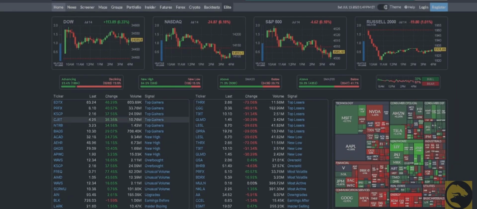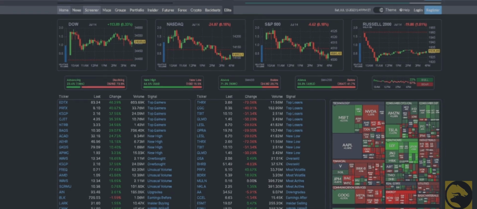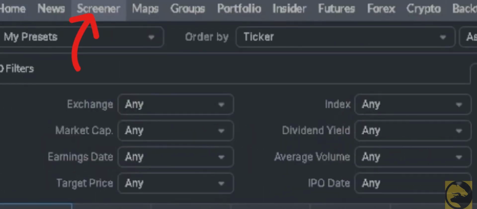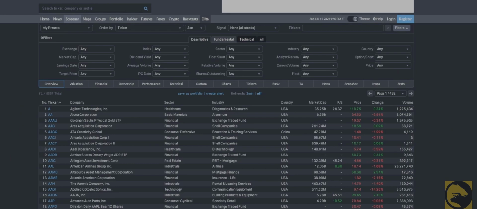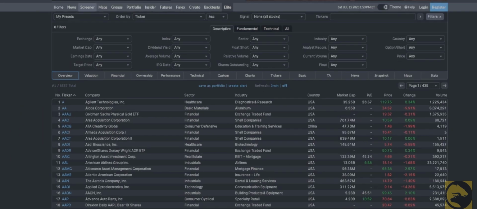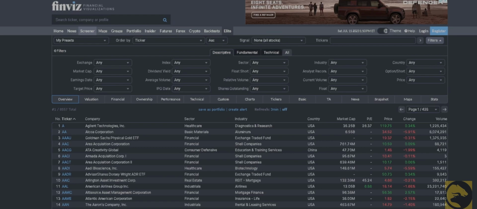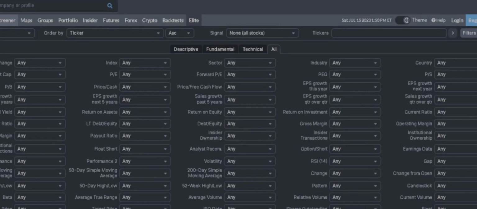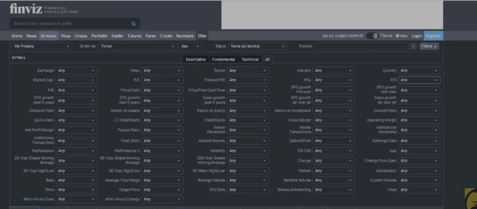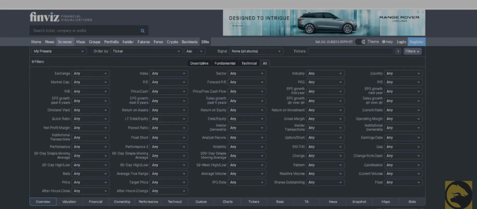So as you see, we are on Finviz now, and what we want to do here on the top menu, we will select Screener. So this is where all the magic happens. On top here, we have a bunch of options. My main critical area that I'm going to mix them all up is All. So you click on All, so that way you have everything available to you. You don't have to click on any other tabs.